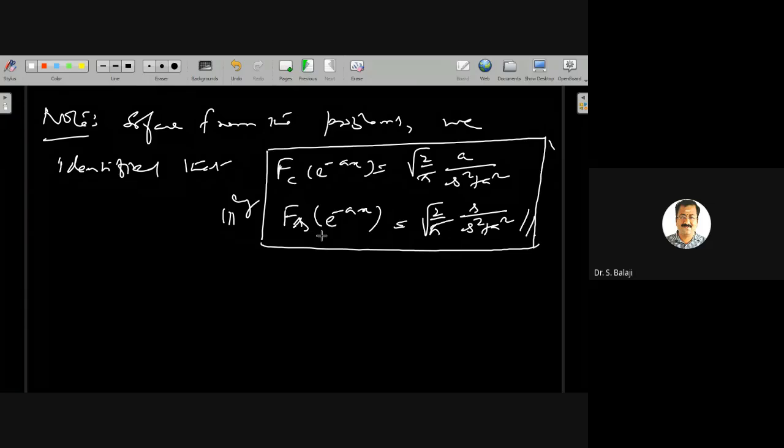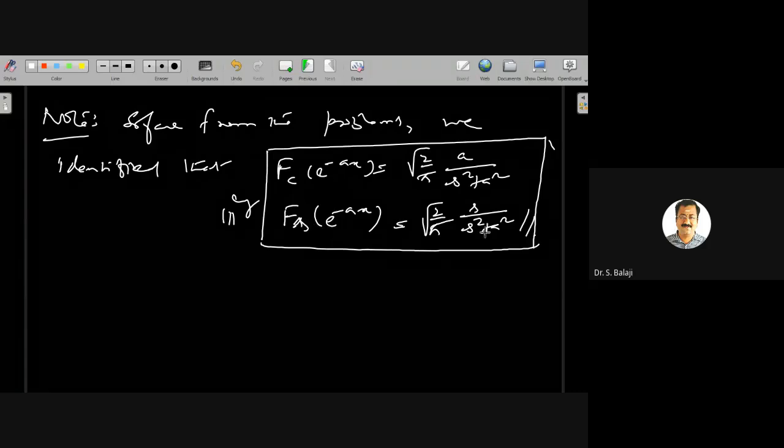Suppose in the question they are asking to find the inverse Fourier sine transform of s by s square plus a square. That means we have to find f of x if Fs of s is equal to s by s square plus a square.